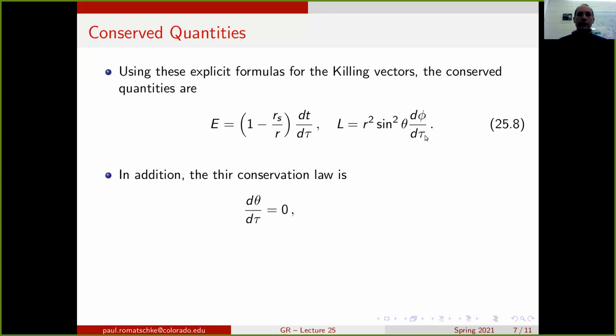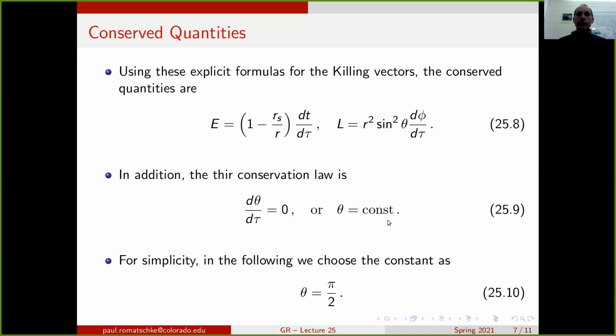In addition, I said that the third conservation law is just a conservation law that says that the time derivative of the angle theta is equal to 0. This just implies that we can set the angle theta to be a constant. And again, for simplicity, I will make a particular choice for this constant. I will choose this constant to be pi over 2, with the idea that if I choose it pi over 2, this sine squared theta term here would just be equal to 1. So basically, all angular dependence then has vanished here.